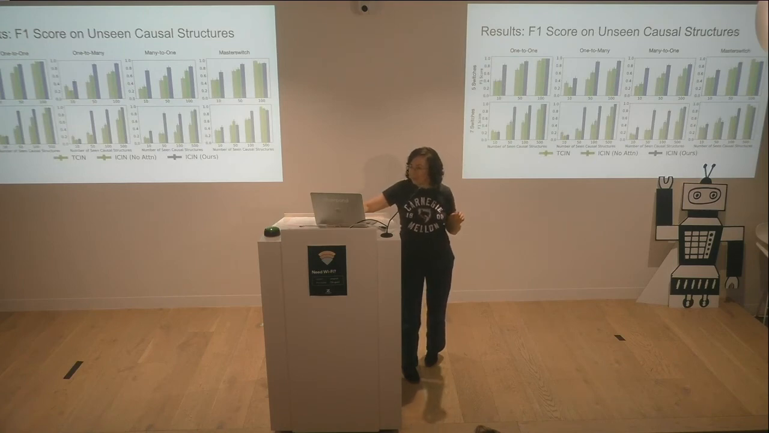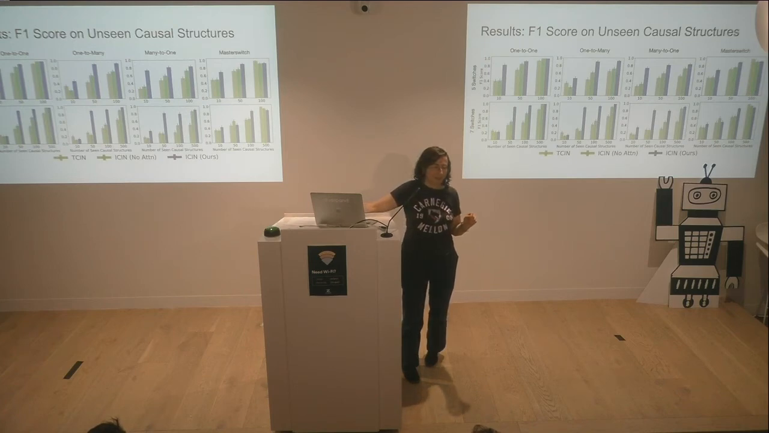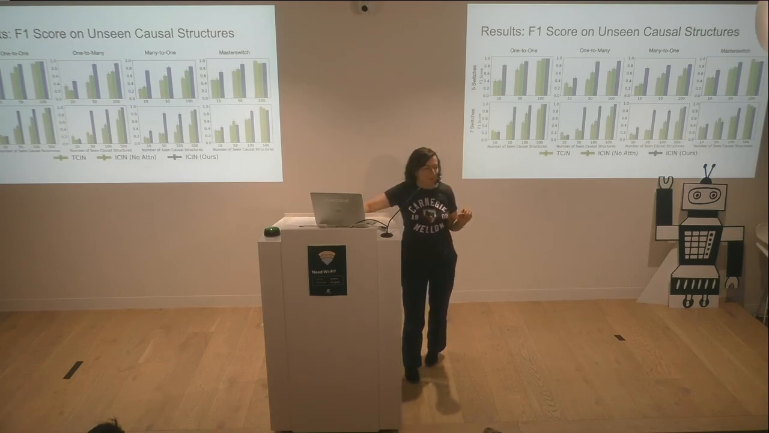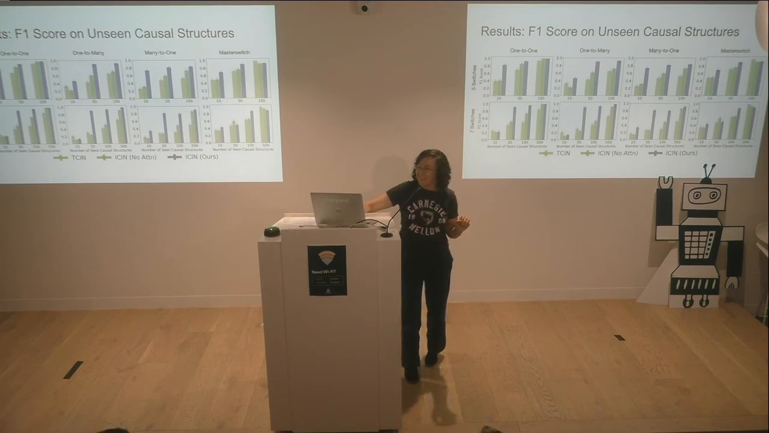Okay, so results. They have some comparison methods. I have no idea where they found these comparison methods because there's hardly any work in this area. But theirs is the dark blue one on the right, and it works better than all the others. So this is the F1 score on learning the causal structure.